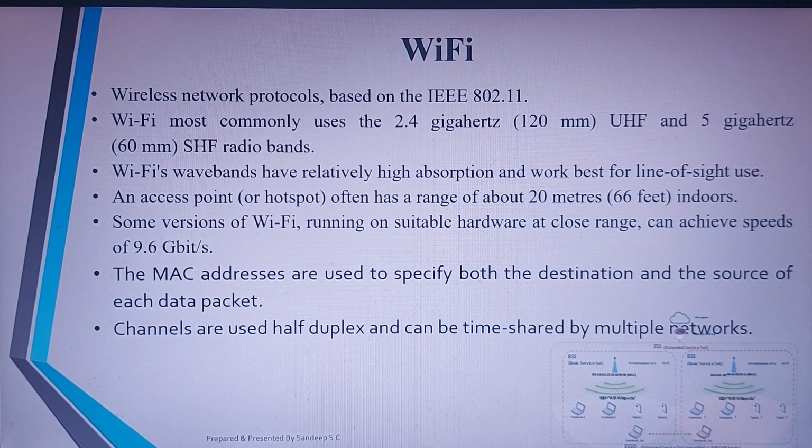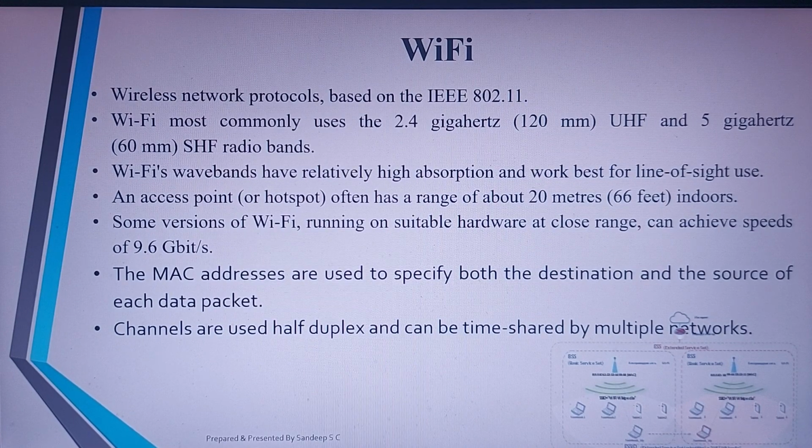An access point, usually a hotspot, often has a range of up to 20 meters in the indoor area. In the outdoor area, again, it depends on the landscape and the buildings in the surroundings. That all depends. So indoors, on average, 20 meters is the range of Wi-Fi.